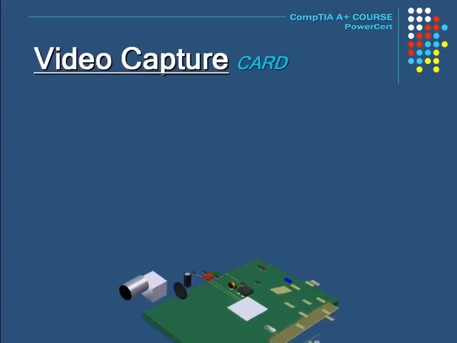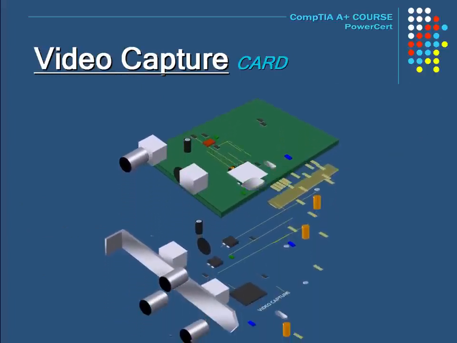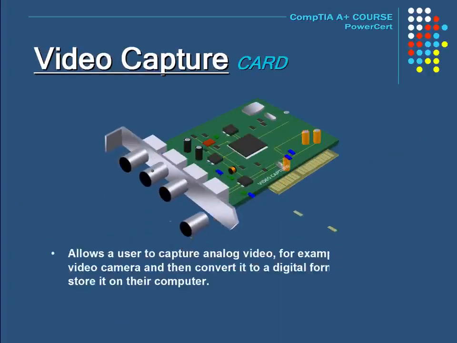Some people have video capture cards installed on their computer, and these cards allow a user to capture analog video, for example, let's say from a video camera, and then convert it to a digital form and then store it on their computer's internal storage, such as a hard drive.